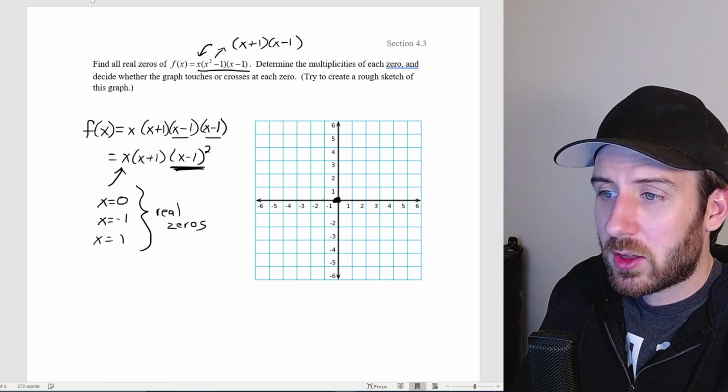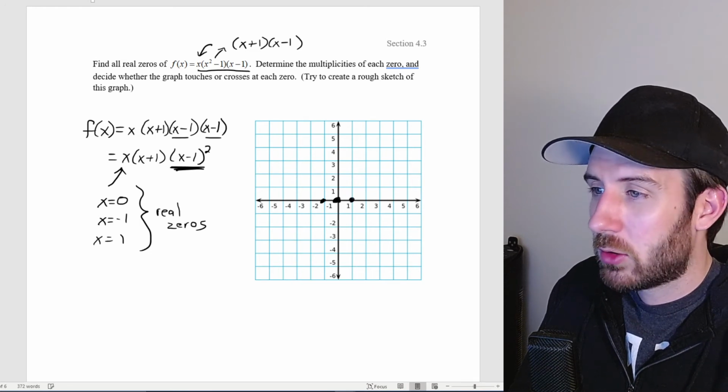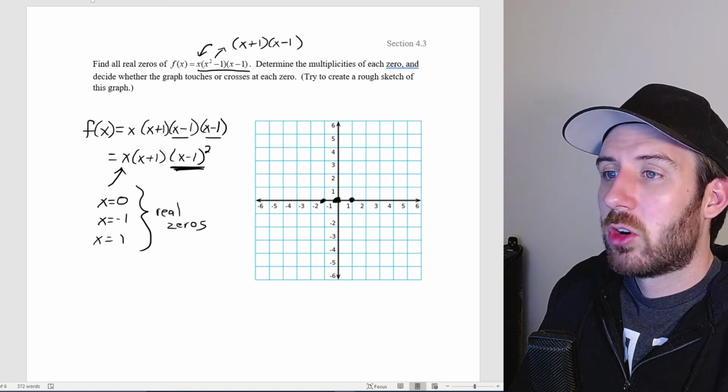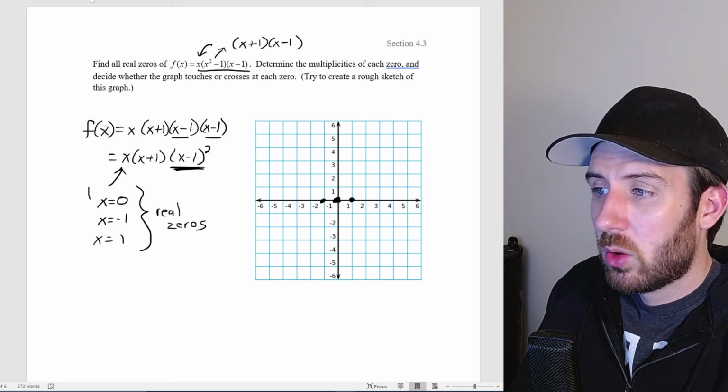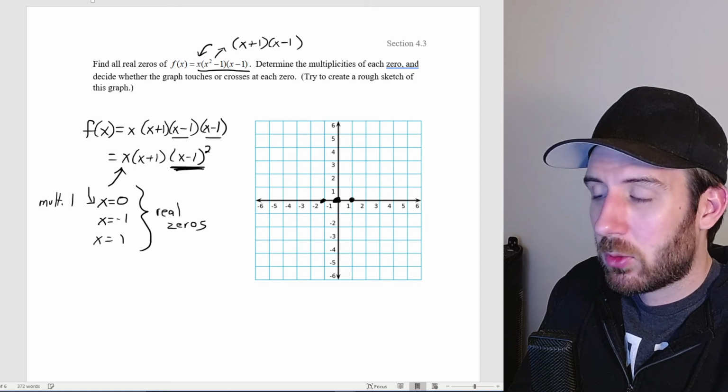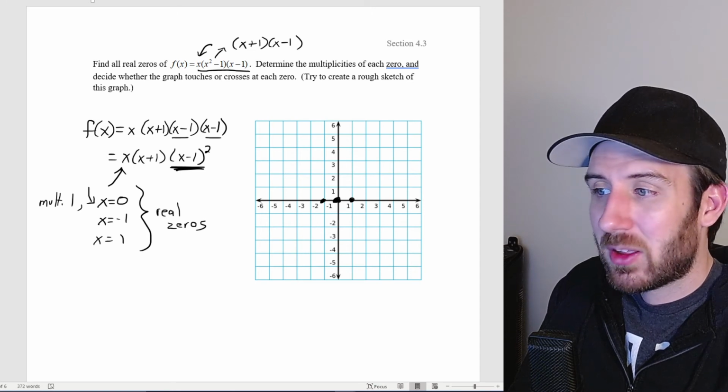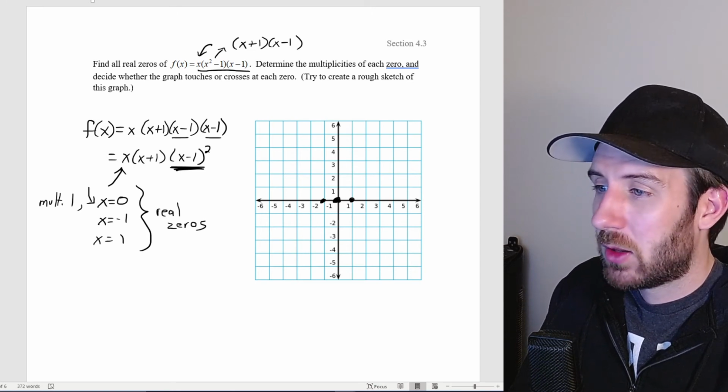Let's plot those in. X equals negative 1, x equals 0, x equals 1. Oh, this is going to be a nice, tight, curvy graph. Okay, let's see. Determine the multiplicities. Well, the multiplicity of this one here was just 1, I think, right? Multiplicity 1, because I only had an exponent equal to 1. So that should be a place that I cross. Okay, we'll keep that in mind.